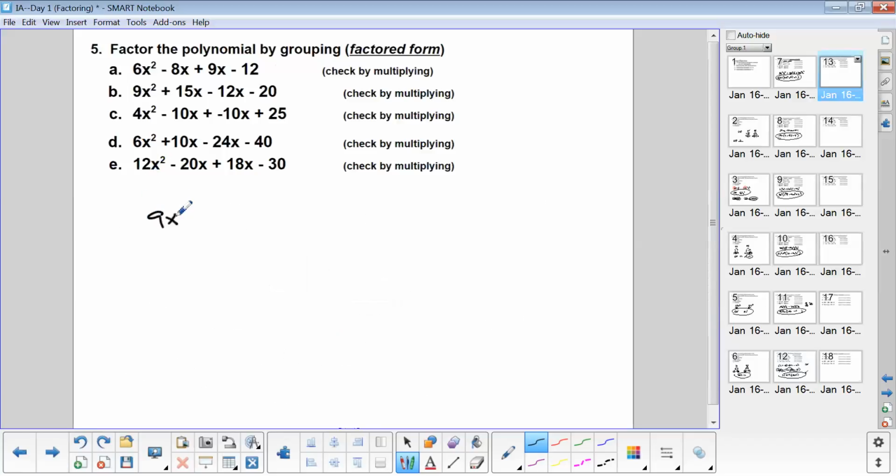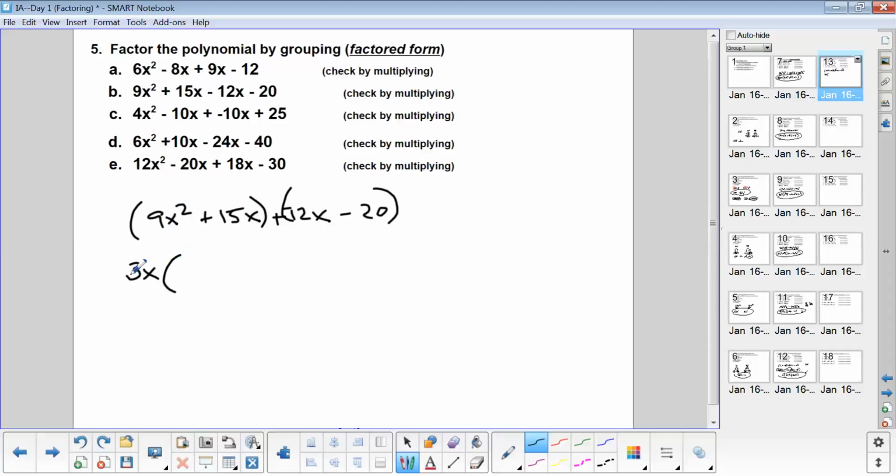Next one, we've got 9x squared plus 15x minus 12x minus 20. Notice this is a subtract 12x, so I'm actually going to make this an addition of a negative. So I'm going to put the parentheses around those two, 9x squared and 15x. The GCF would be 3x. Both terms have a variable. That's why a variable is part of my GCF.